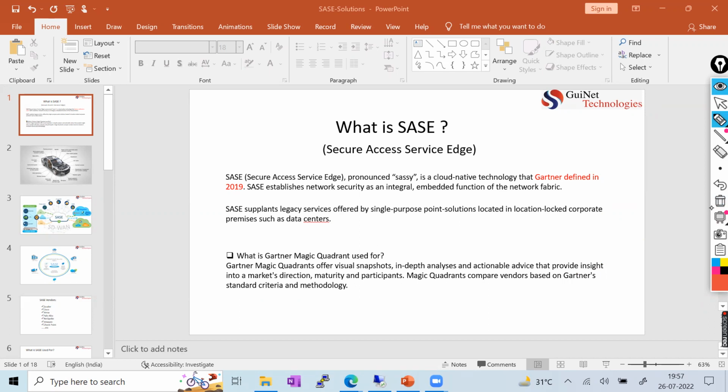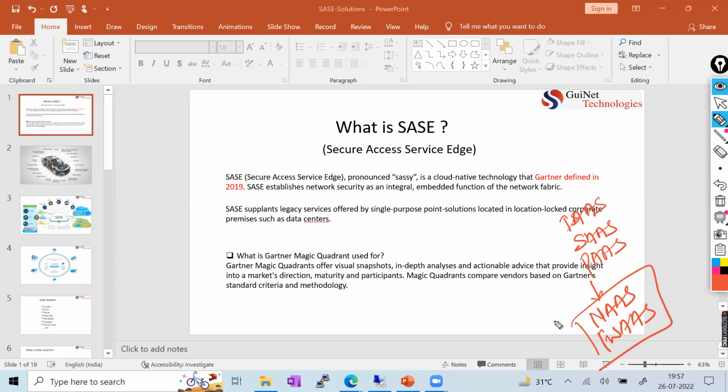In addition to that, you must have heard about SaaS, software as a service, IaaS, infrastructure as a service, and PaaS, platform as a service. Now I'm going to introduce other terms: NaaS, network as a service, and firewall as a service. How are they related to all these solutions? These are cloud-based solutions.